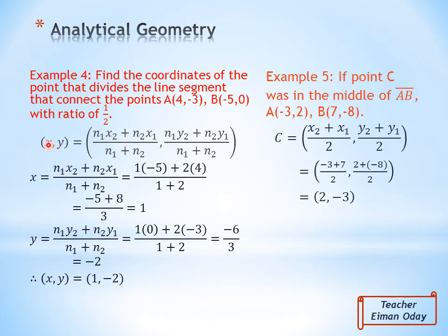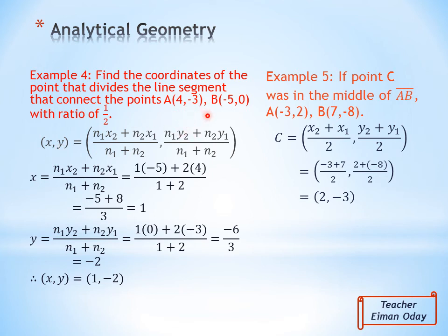Now the x of the missing point equals this fraction, N1 x2 plus N2 x1 over N1 plus N2. So this is N1 multiplied by -5, which is x2, plus N2 multiplied by x1, over 1 plus 2. Simplify them, the value is 1. Take y, the second coordinate, equal to this fraction, N1 y2 plus N2 y1 over N1 plus N2. So N1 is 1 multiplied by y2, which is 0, plus N2, 2 multiplied by -3, over 1 plus 2, which is 3. So -6 over 3, which is -2. In this case, I found x and y, which equal 1, -2, and that's the coordinates of the partition point, which makes the partition of the segment AB.